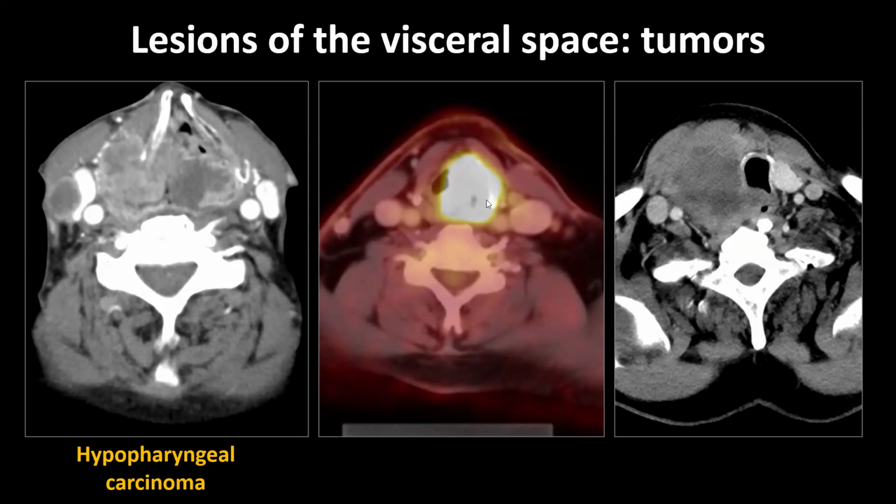This is a PET-CT scan in a patient with a laryngeal carcinoma, and this is a patient with a large tumor originating from the right lobe. Here we see the normal left lobe of the thyroid gland. So this is a very large thyroid carcinoma.